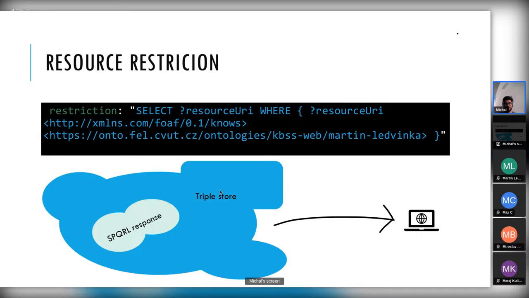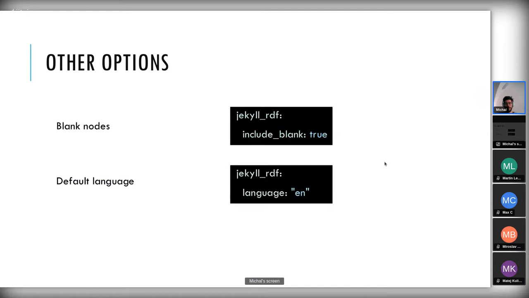So we can use this restriction for a specific template, or we can use it just to restrict the data which will be rendered, meaning that those which don't respond to the query are not rendered at all, for example. So that's it. And we have some other options.